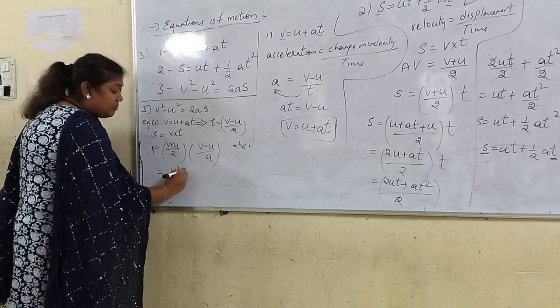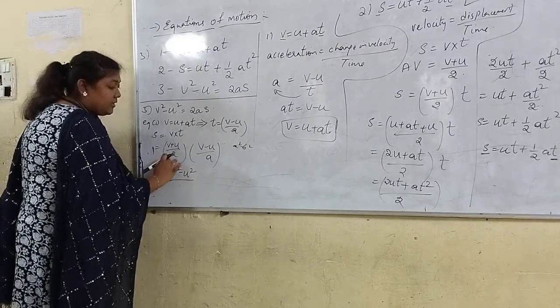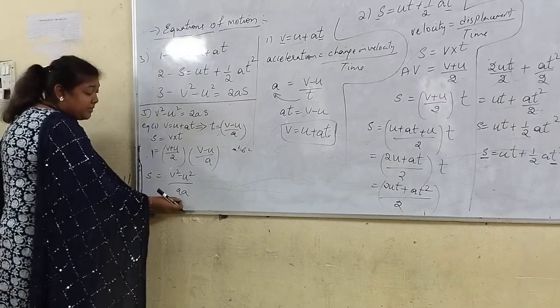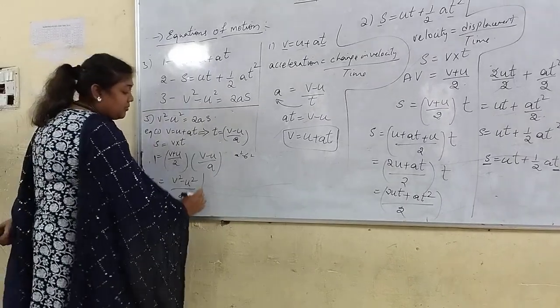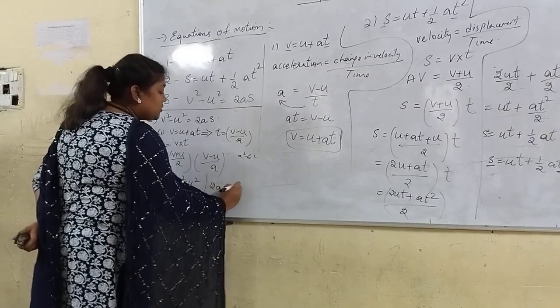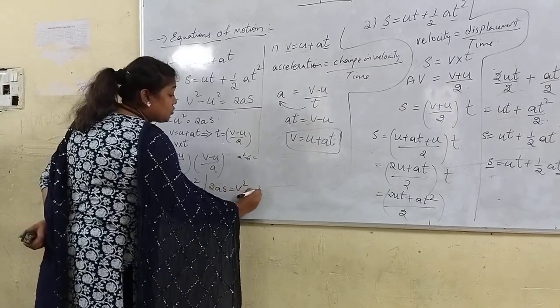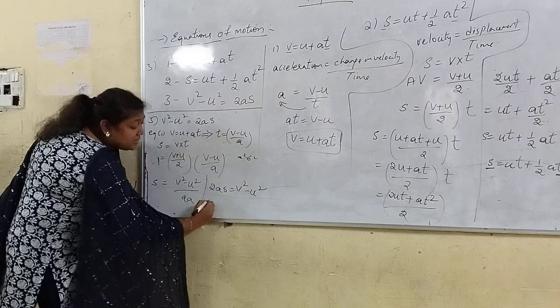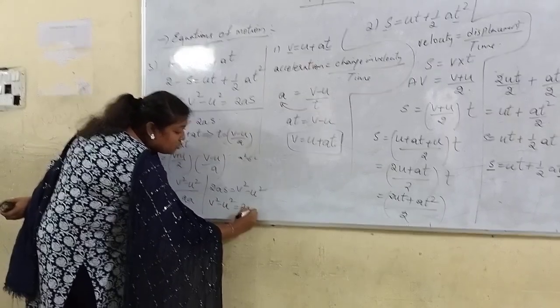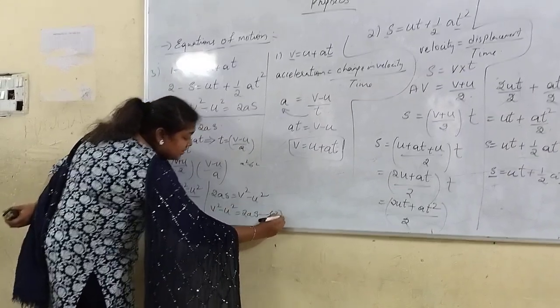So v square minus u square by 2 into a equals s. If we bring this 2a to this side, it becomes 2as equals v square minus u square. Now it can be simply written as v square minus u square equals 2as, and this is the third equation.